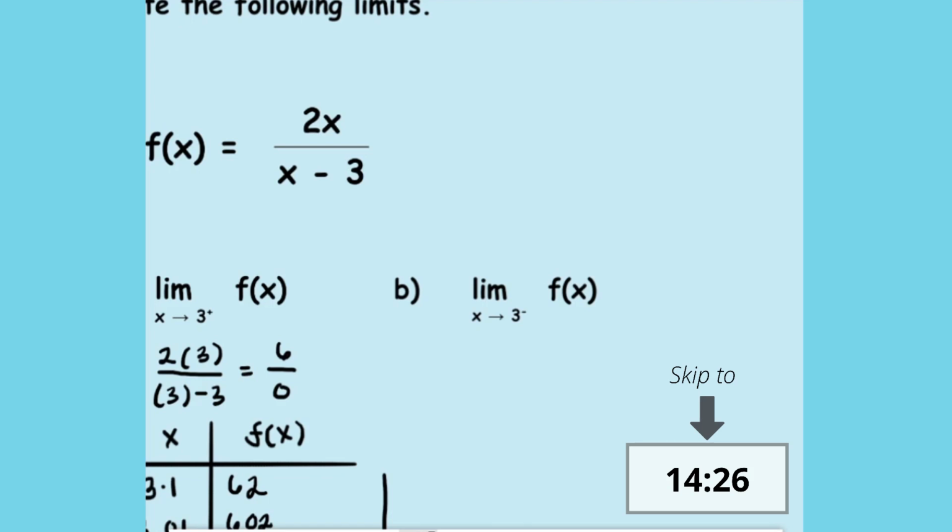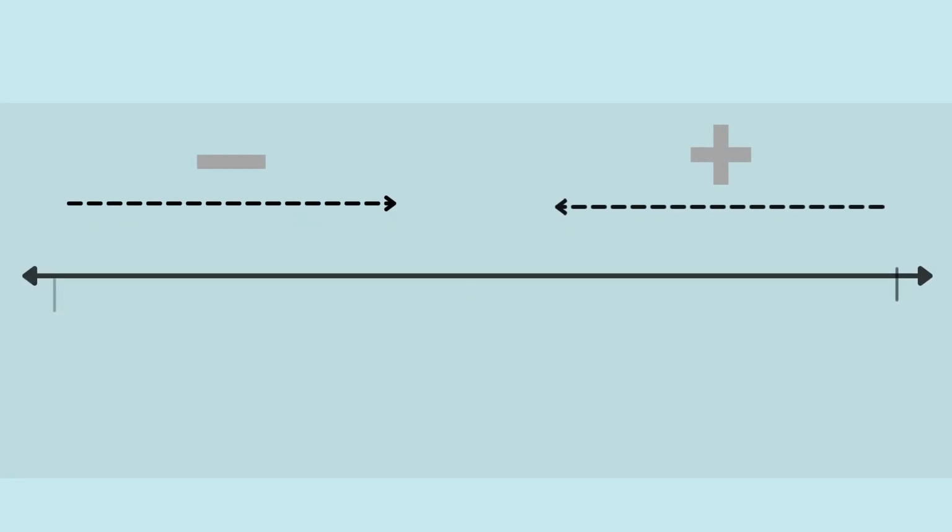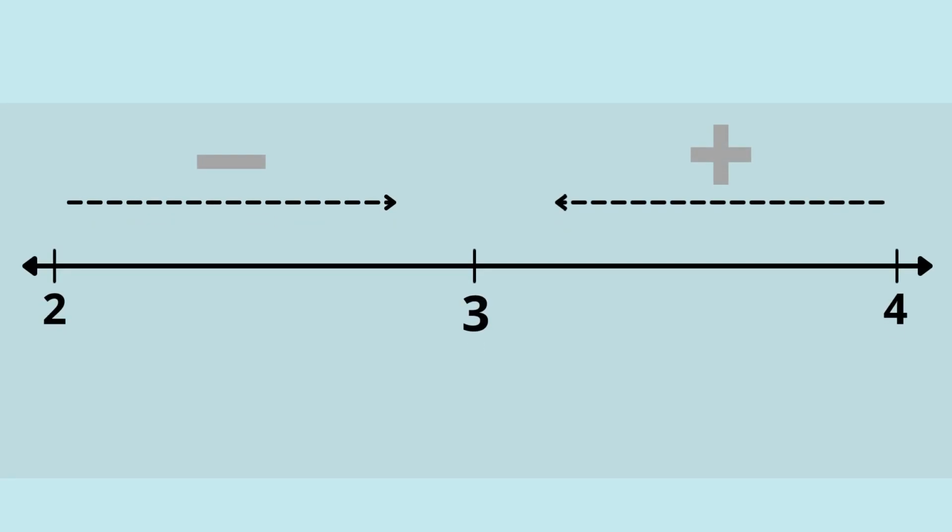So once again, we're going to go back to our number line, and as you see, we have 3, and then we have 4 and 2. Last time we focused on numbers approaching 3 from the positive direction. This time we're going to do the opposite, selecting numbers approaching 3 from the negative direction. So the interval we're going to focus on is numbers between 2 and 3, because that will help us select values getting very close to 3 from the negative direction.